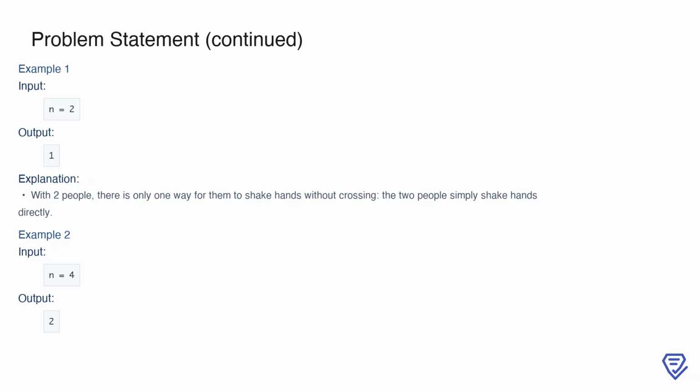Now, consider n equals 4. Here, there are 4 people, and we need to find all possible ways to arrange their handshakes such that no two handshakes cross. The answer for this case is 2, and we will explore why shortly.